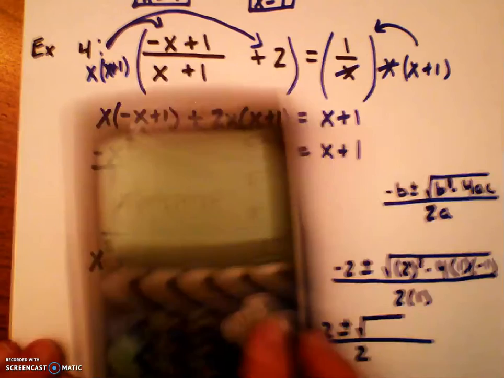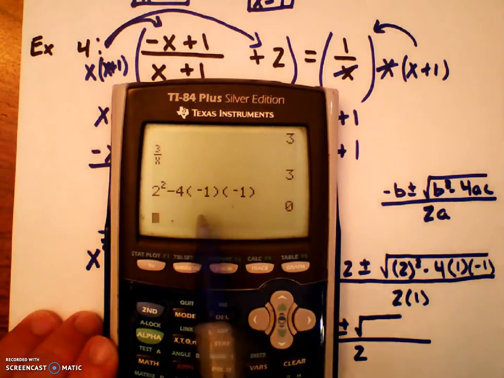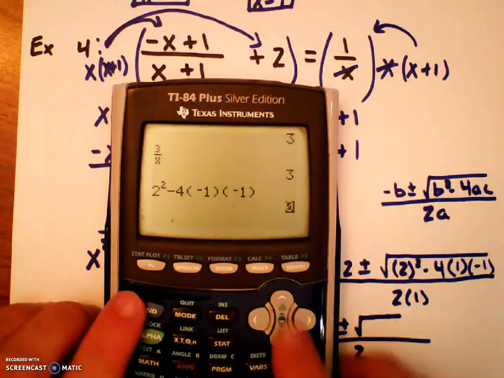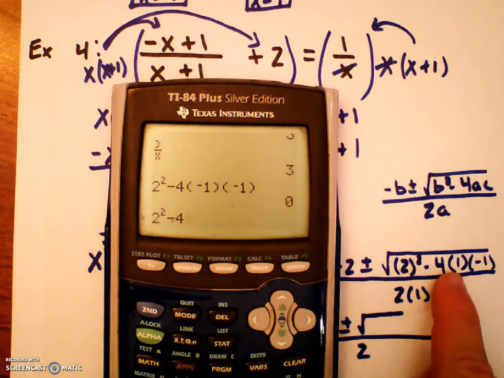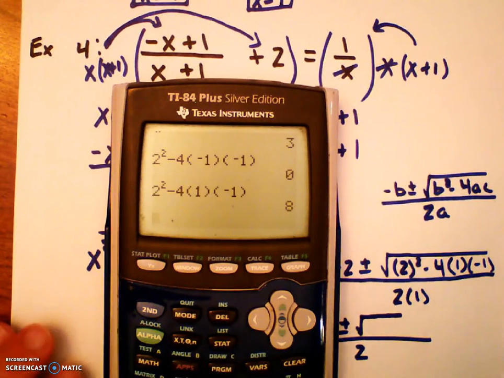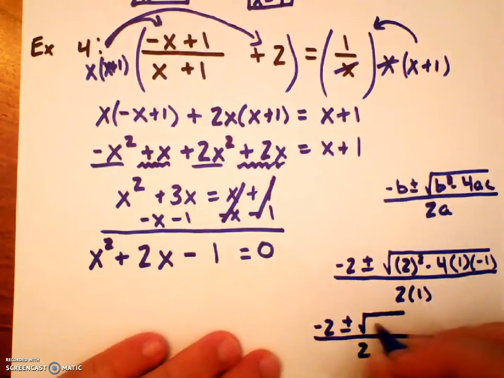Make sure I type it in right. 2 squared minus 4 times, yeah, I thought that was wrong. I'm going to type it in again. 2 squared minus 4 times positive 1 times a negative 1. And that gets you an 8. Okay, so it's going to be the square root of 8.